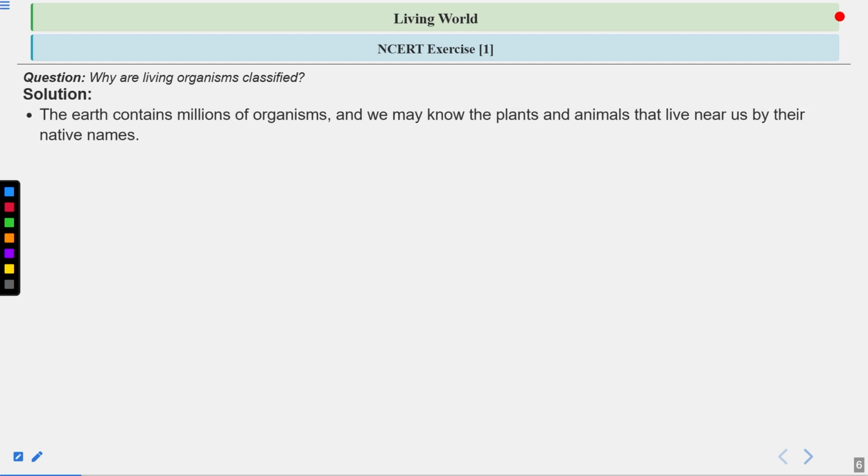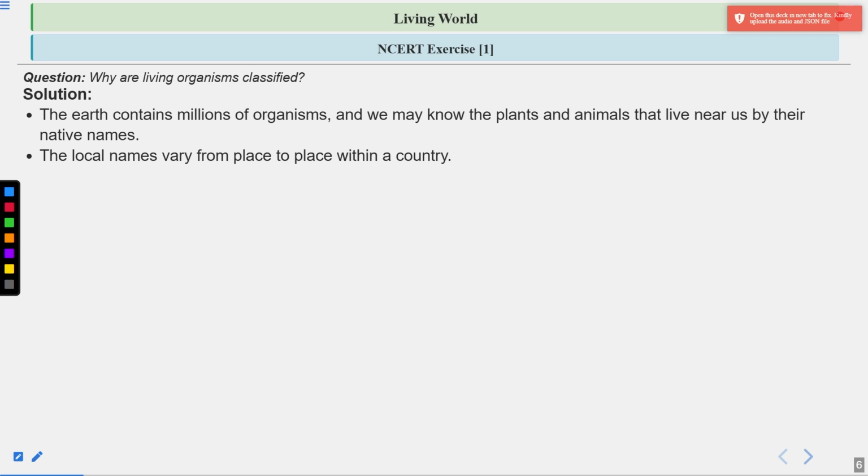Now, as you know, Earth contains millions of organisms. There is a lot of biodiversity on the planet Earth. So if you go outside, you will see a lot of species of plants and animals, insects, even microorganisms. So these living organisms, or the names of these living organisms, vary from place to place. The local names of these organisms vary from place to place, even within the country.